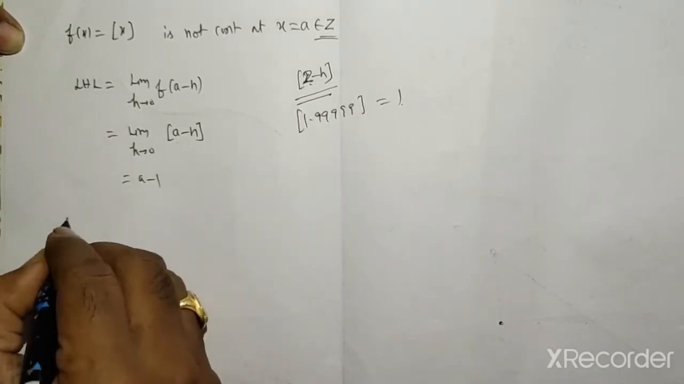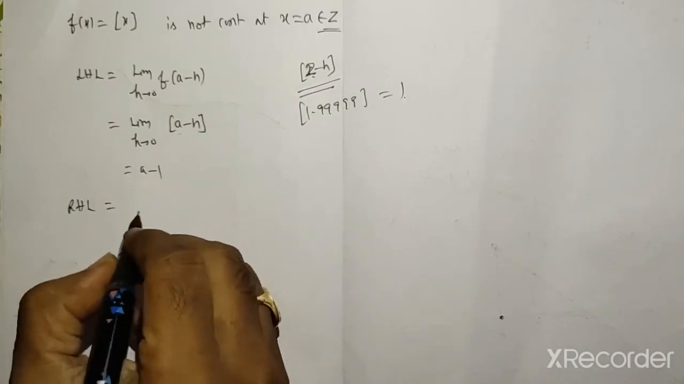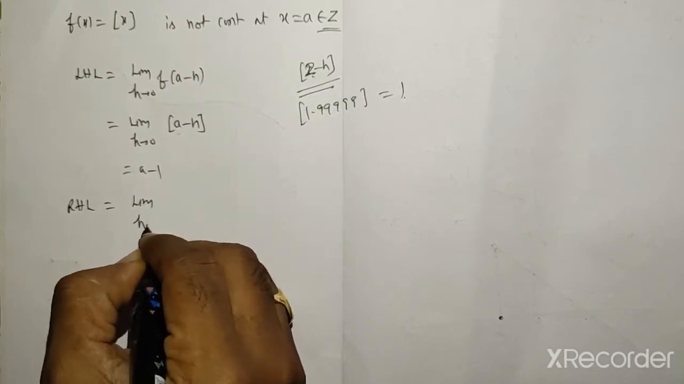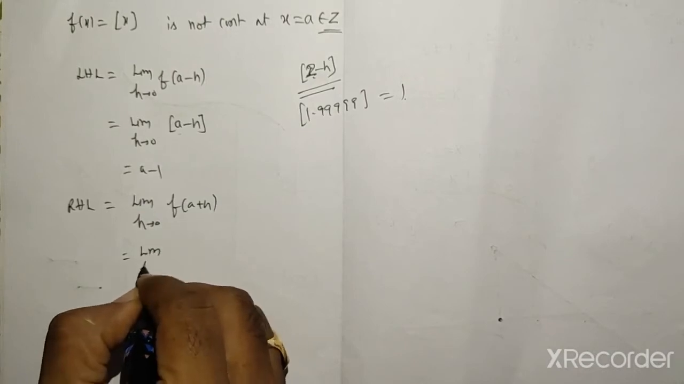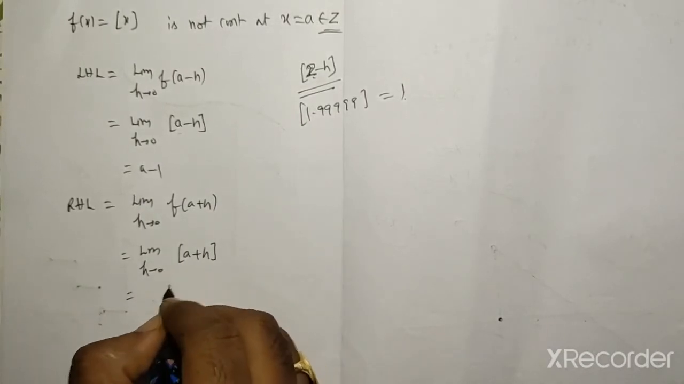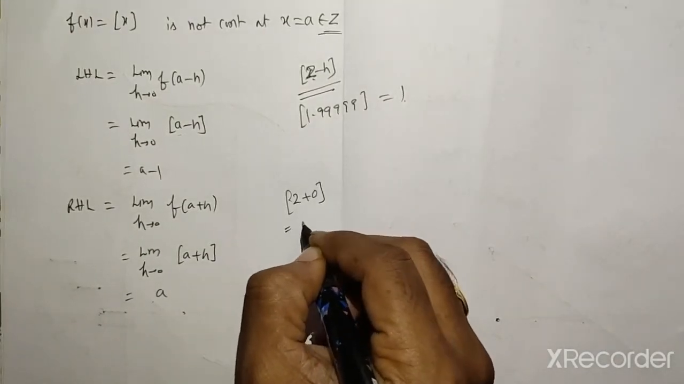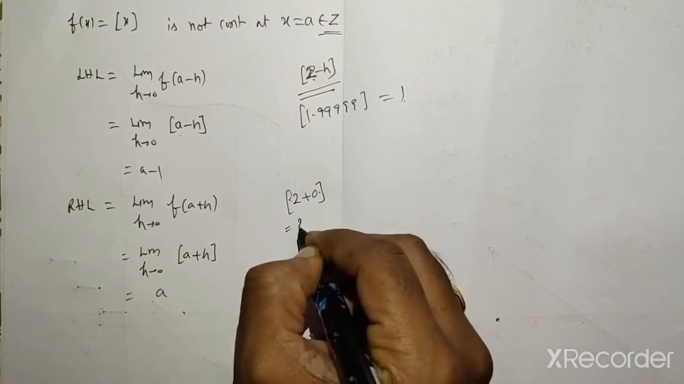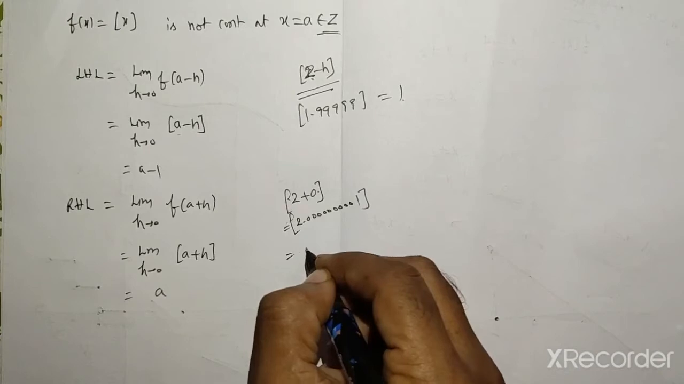So a minus 1. The right hand limit is limit h tends to 0 f of a plus h, which is limit h tends to 0 step of a plus h, which is equal to a only. A plus h means like 2 plus a small number, like 2.00000000001, very small, though it is 2.